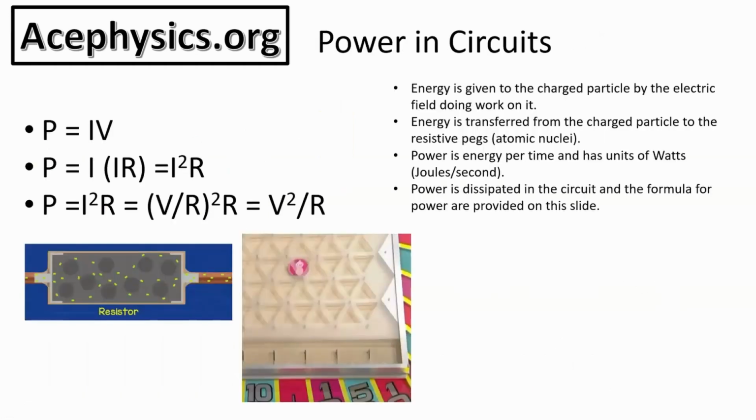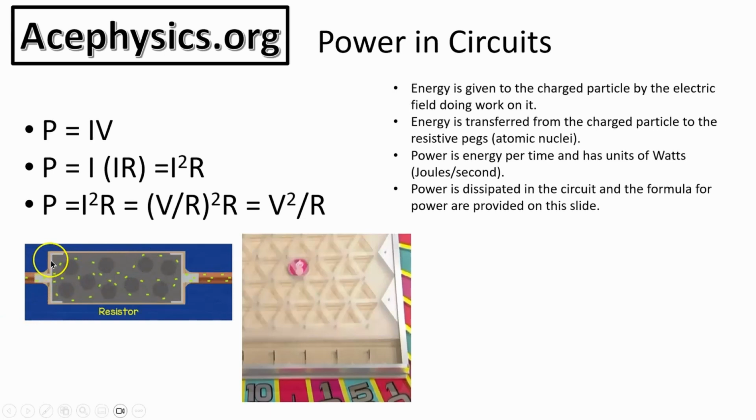Now I'm going to discuss power in circuits. Energy is given to the charged particle by the electric field doing work on it. Here's a resistor. The electric field within this resistor is doing work on the charged particles inside the resistor. The charged particles are the small little orange dots. Energy is transferred from the charged particles to the resistive pegs. If there were no atomic nuclei here, and there was just an electric field, these charged particles would be speeding up and gaining kinetic energy in the form of 1/2 mv squared. However, the current remains the same, and the speed of these charged particles is not changing.